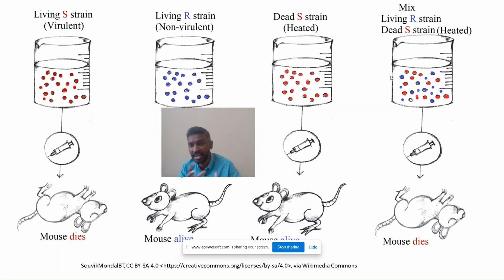This is known as transformation. There is something present in the dead S strain that has transformed the R strain into disease-causing bacteria. So this is known as the transforming principle. But what is that material that has been transferred from the S strain to the R strain is answered by another experiment by another group of scientists. But for the time being, this is the experiment.